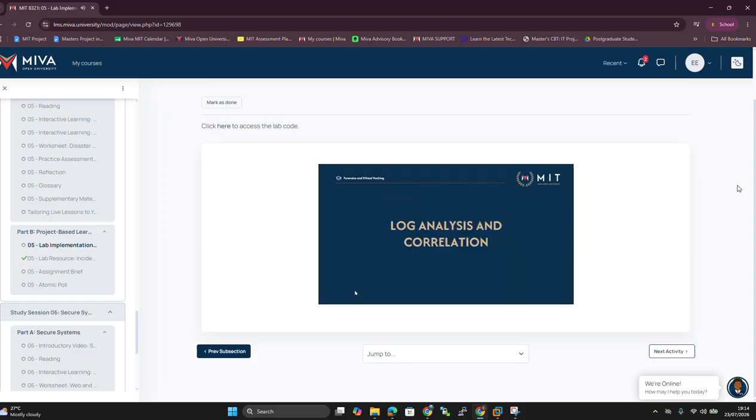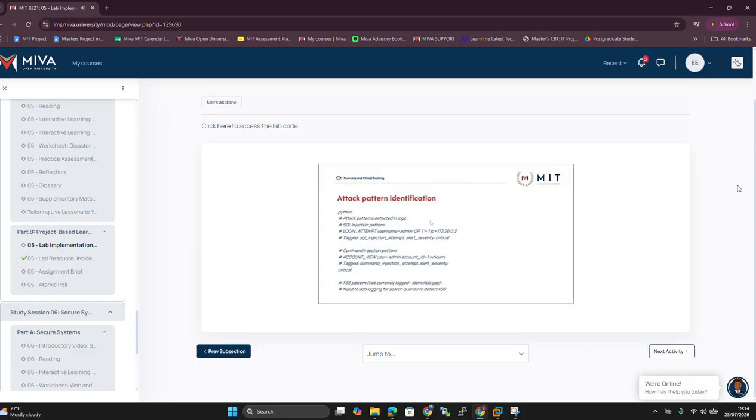Looking at the log analysis and correlation, this slide shows the patterns for different attacks that we've talked about. In the previous labs, we looked at a few web attacks, like SQL injection, command injection, cross-site scripting, and then the debug mode and one other command type. So here we have some lines of code that help us to identify the patterns in the code.